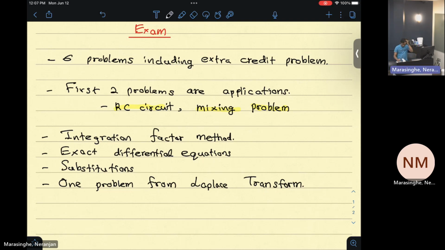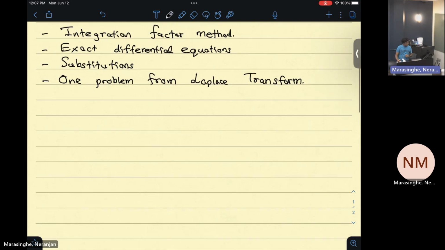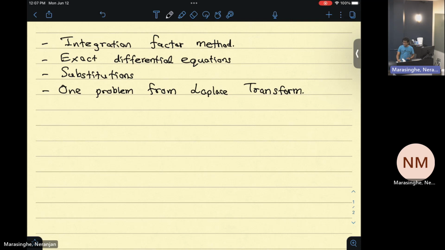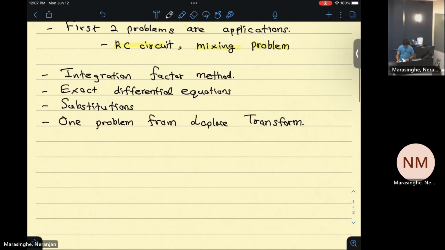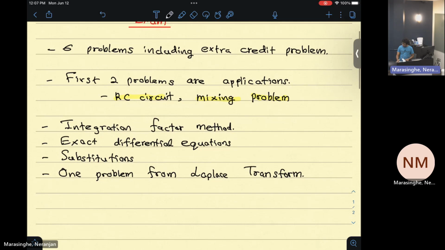Right. So let's continue our discussion on Laplace transform. Any questions that you need to clarify about the exam? Newton's mixing problem is something like you have a tank and you have an inlet and outlet. That kind of problem. These two are the most important.